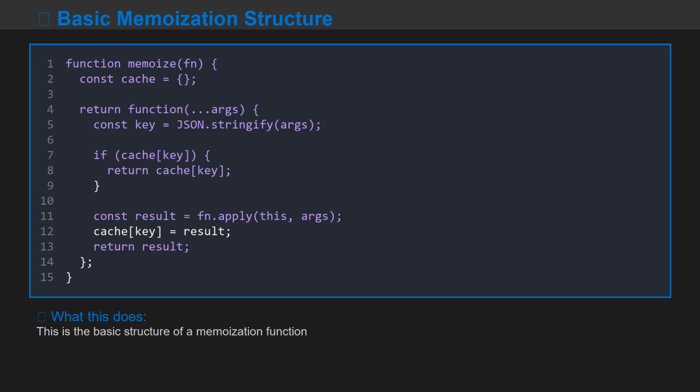Now let's look at the basic structure of a memoization function. Here on your screen, you can see we create a function called memoize that takes another function as an argument. Inside, we create an empty cache object. Then we return a new function that will handle the caching logic.